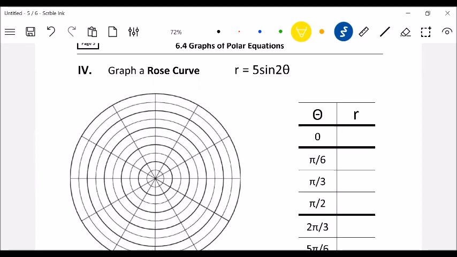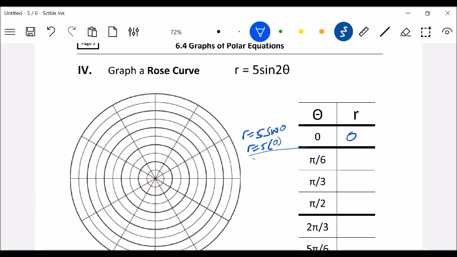So here's how we'll graph it. I'm going to do r equals 5 and then the sine of 2 theta. This one takes a little more figuring out, so let's actually work it out. R equals 5 sine of 2 times theta, where theta is 0. So 2 times 0 is 0, and the sine of 0 is 0, so we still get a 0 here.